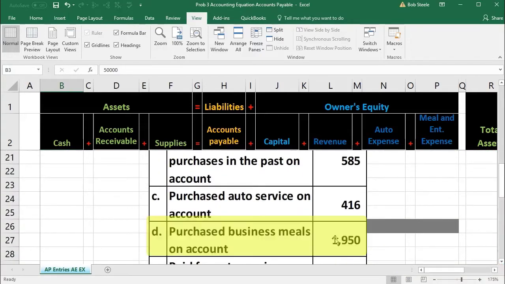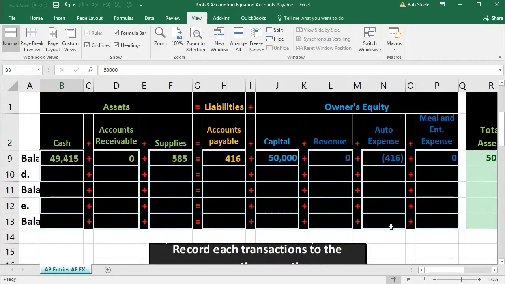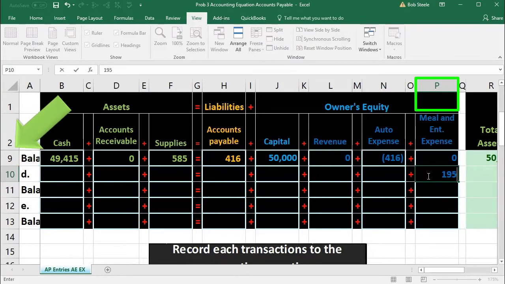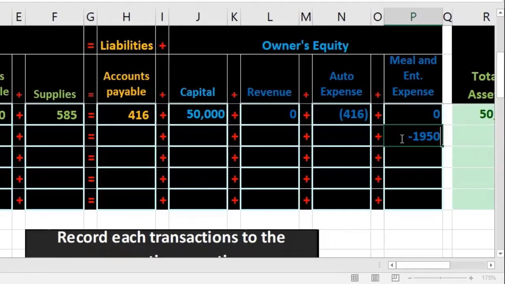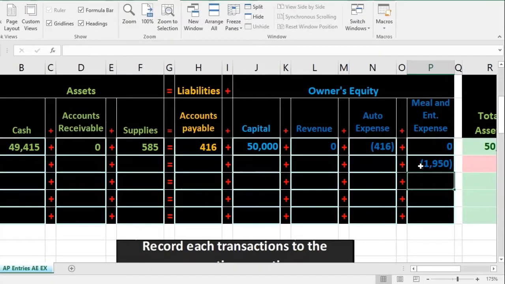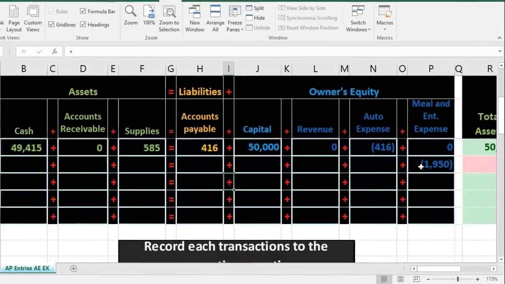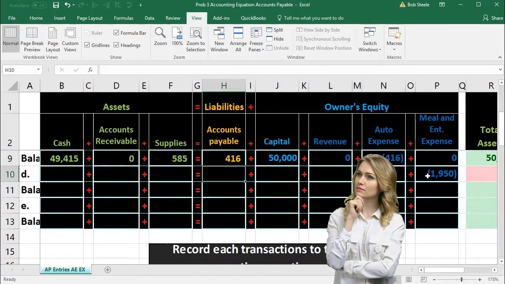So we're going to say that we purchased meals and entertainment for $1,950. So we're going to scroll back up. I'm in P10, 1950, and it's a negative 1950. Notice I'm putting a negative, no commas, no other formatting. When we select enter or tab, Excel will then do the formatting for us. We're then going to scroll back over and look at the other account, that account being accounts payable.